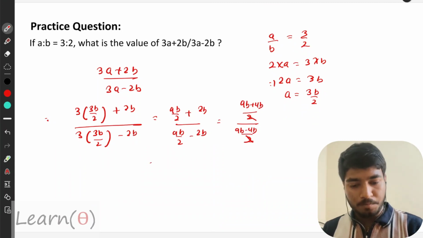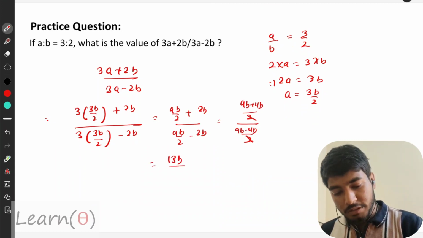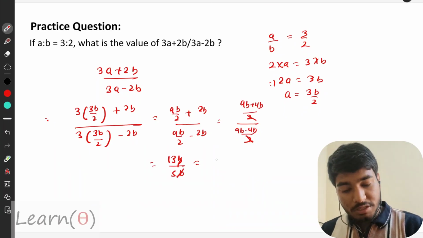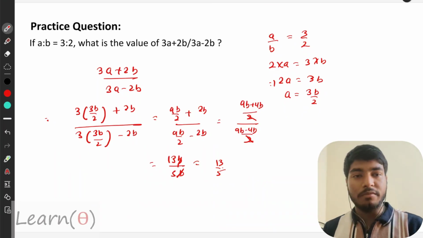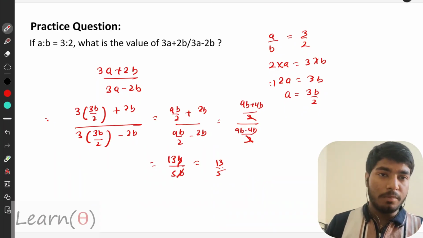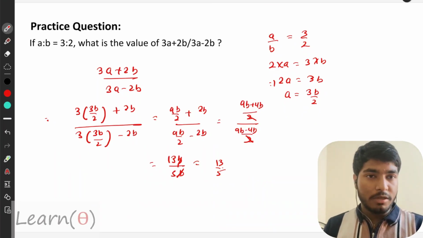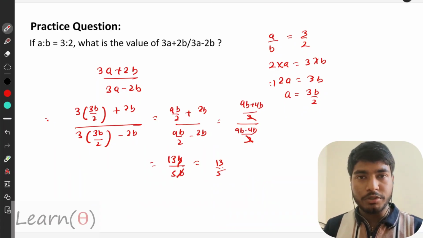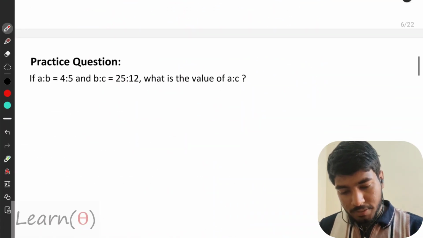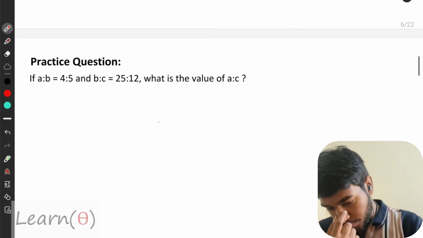2 gets cancelled. What is left? 13b by 5b. b gets cancelled. What is the value of this? The value of this is 13 by 5. The value of (3a plus 2b) divided by (3a minus 2b) is equal to 13 by 5. 13 by 5 is the correct answer to this question. I think this should be okay.